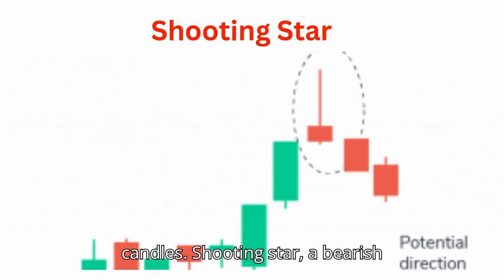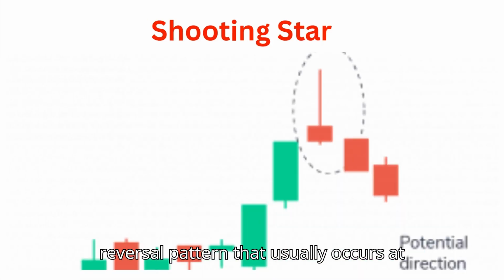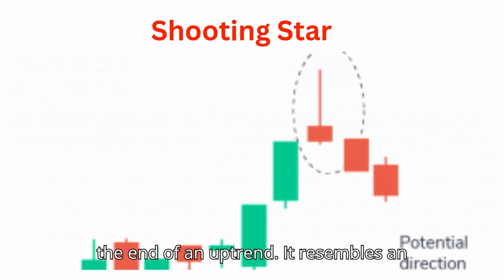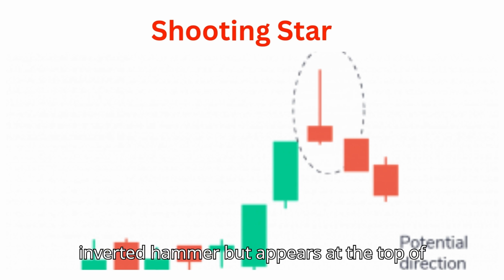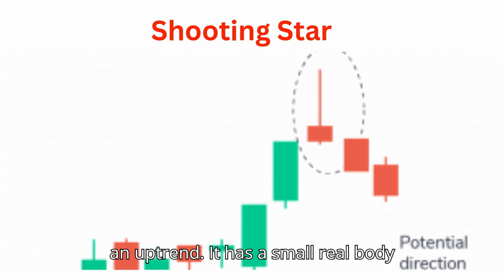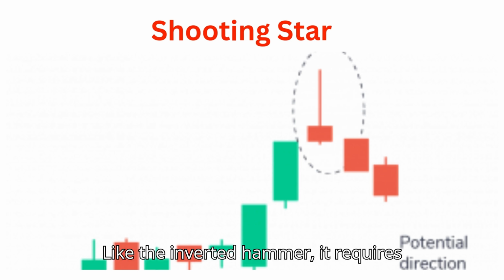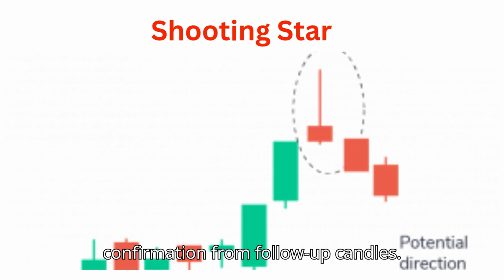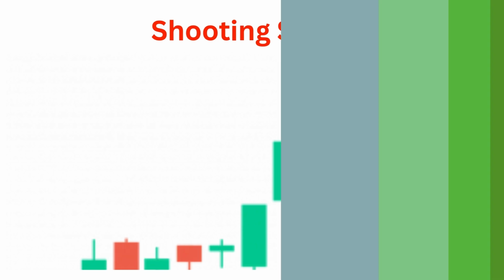Shooting star, a bearish reversal pattern that usually occurs at the end of an uptrend. It resembles an inverted hammer but appears at the top of an uptrend. It has a small real body located at the lower part of the price range with a long upper shadow. Like the inverted hammer, it requires confirmation from follow-up candles.